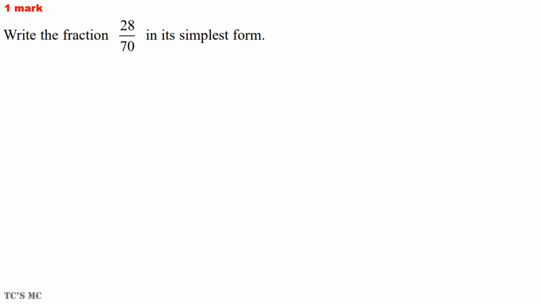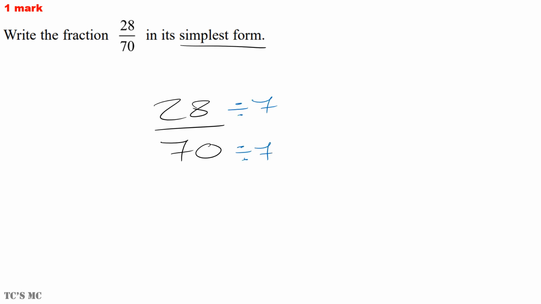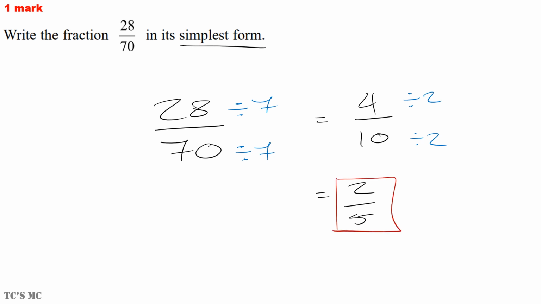Write the fraction 28 over 70 in its simplest form. So we need to find a common factor of 28 and 70. The one that I can think of is 7. So divide the numerator and the denominator by 7, and we end up with 4 tenths. They are both even numbers, so I can divide both of them by 2. And now we get an answer of 2/5. If you did it in 1 step or 2 steps, it doesn't matter. They are looking for the answer of 2/5.